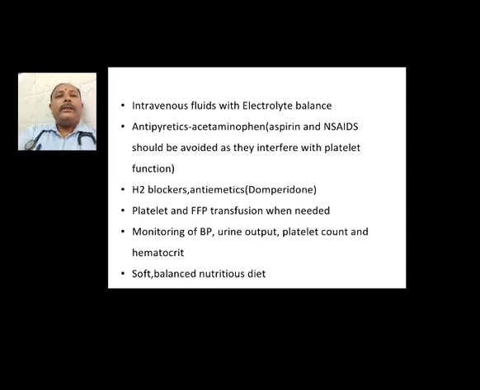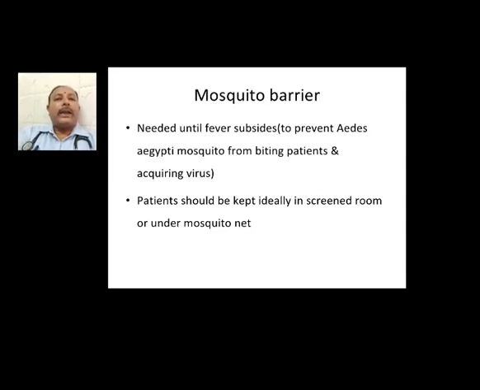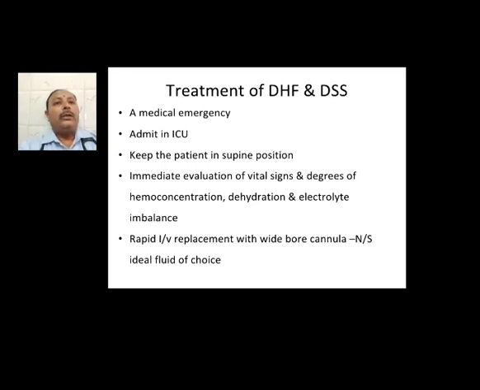Soft and balanced nutritious diet. Now a mosquito barrier is needed until fever subsides, to prevent Aedes aegypti mosquito from biting patients and acquiring the virus. So the cycle should be broken. The patient should be kept ideally in a screened room or under a mosquito net. Now treatment of DHF, that is dengue hemorrhagic fever, and dengue shock syndrome.